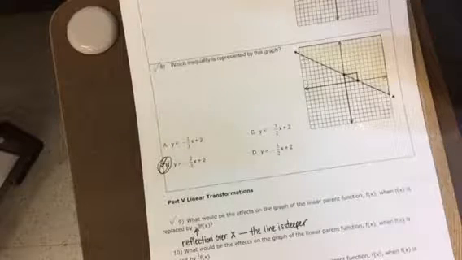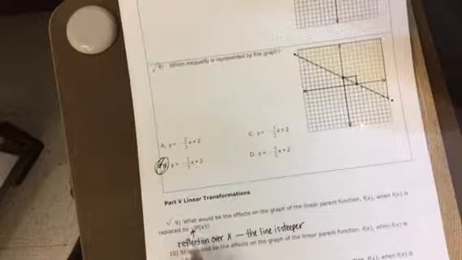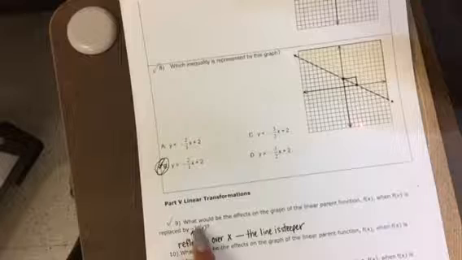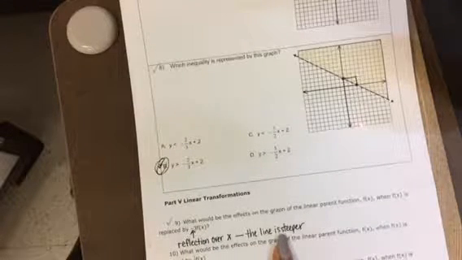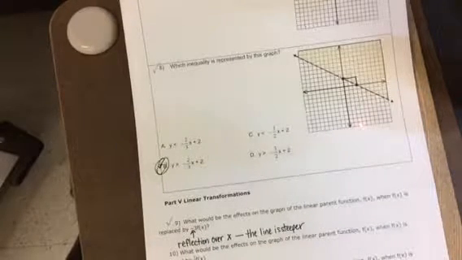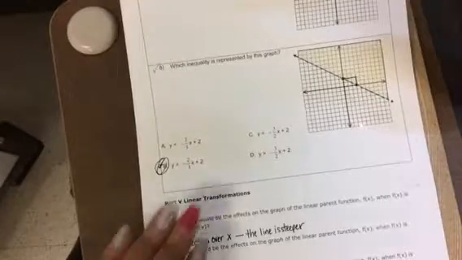Okay. So the negative is the reflection. The 3 makes it steep. Okay? That's all I got for you today. I hope this was helpful.